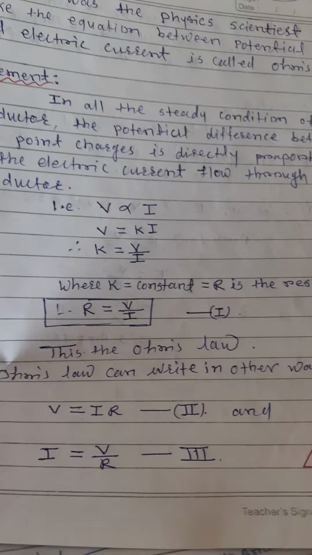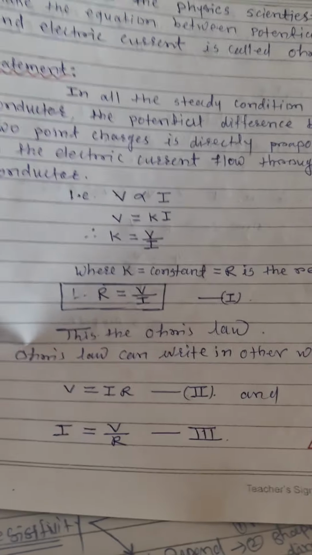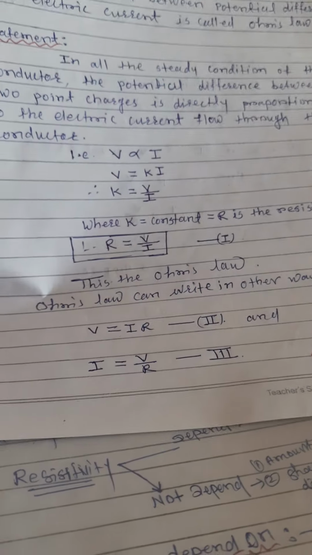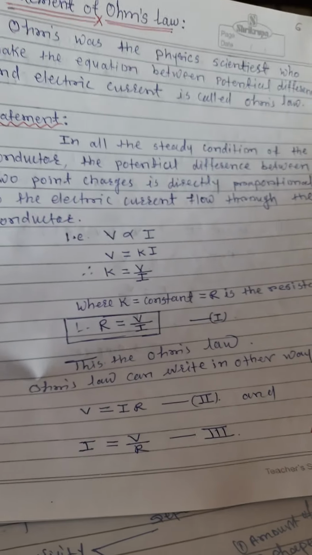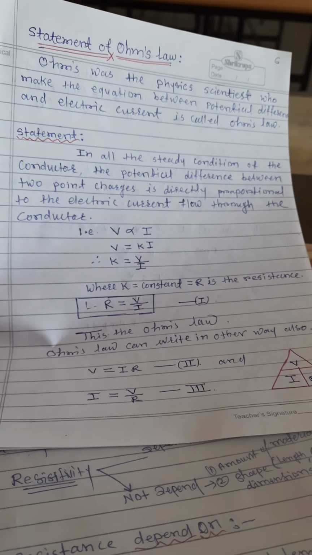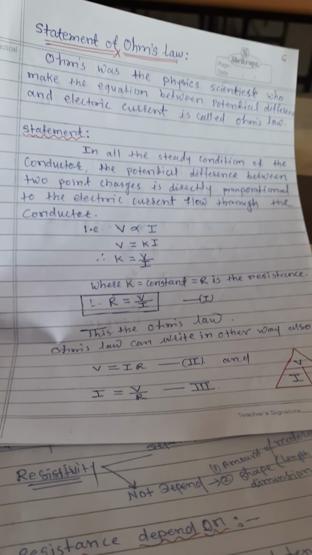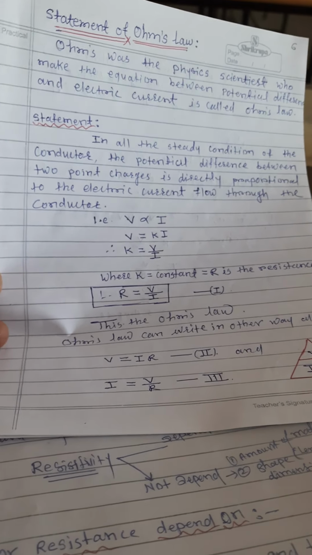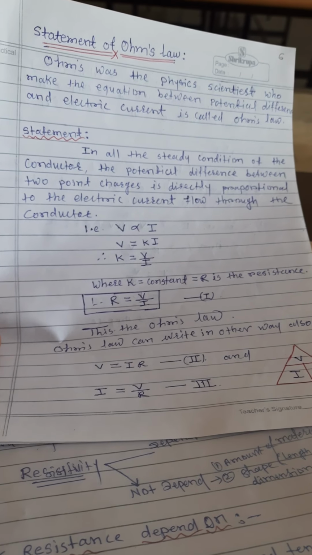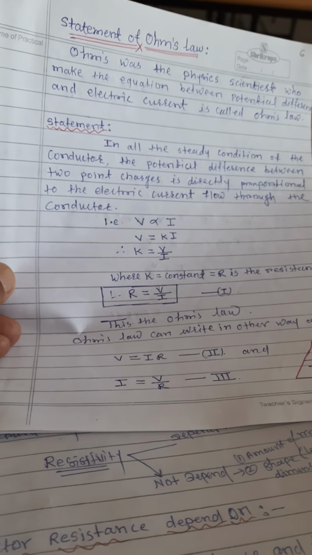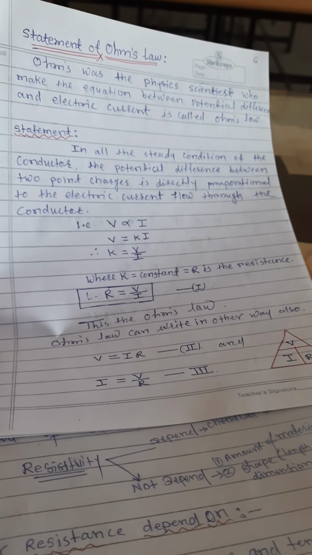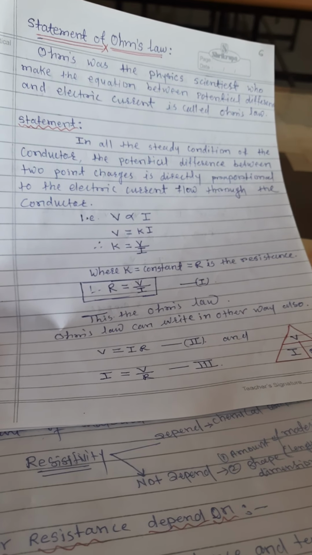He said the potential difference is directly proportional to the current. Simply, its statement is that in all steady conditions of the conductor, the potential difference between two points is directly proportional to the electric current flowing through the conductor. So this is the statement of Ohm's law.